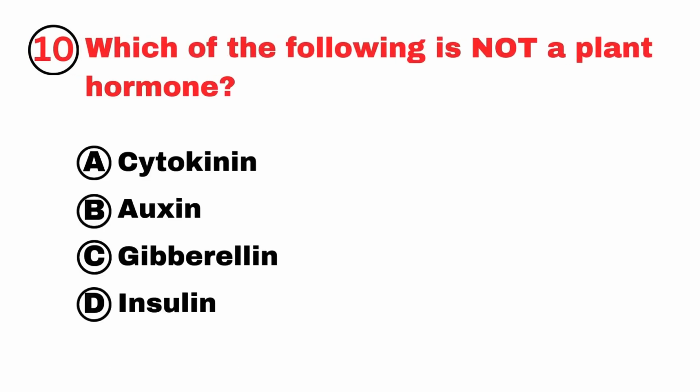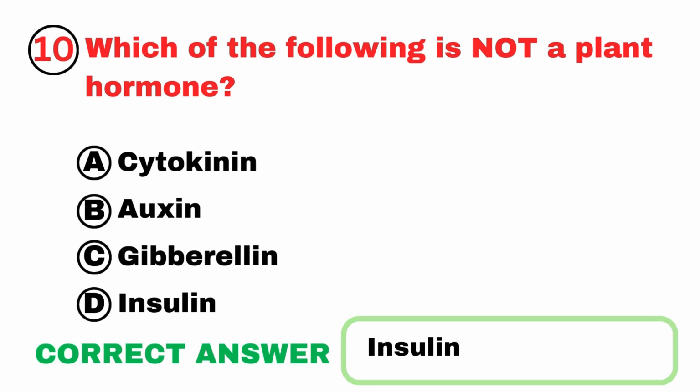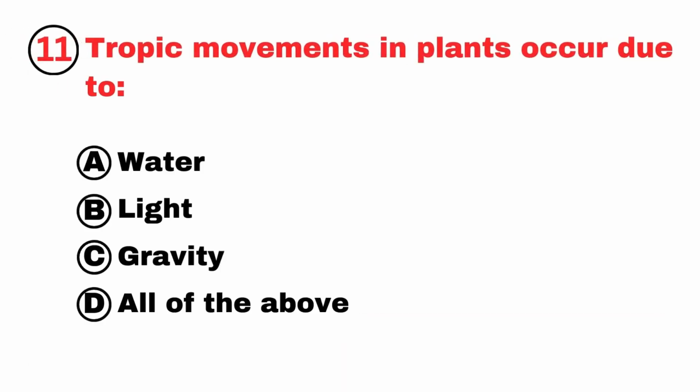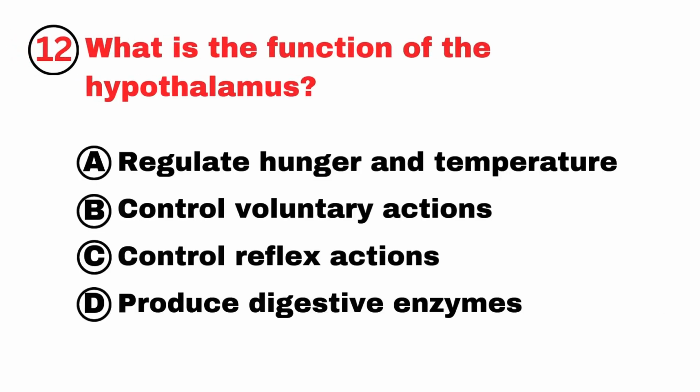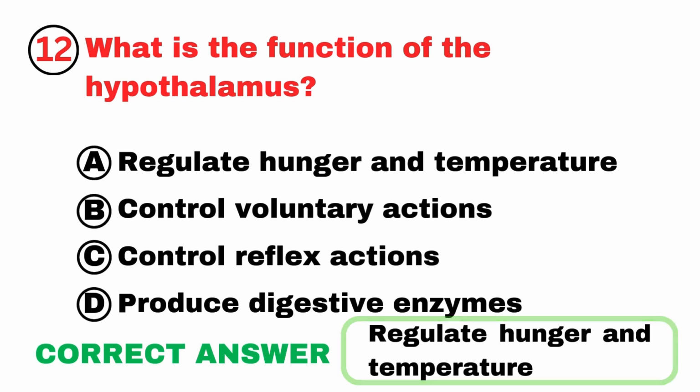Which of the following is not a plant hormone? Insulin. Tropic movements in plants occur due to all of the above. Light, water, gravity. What is the function of the hypothalamus? Regulate hunger and temperature.